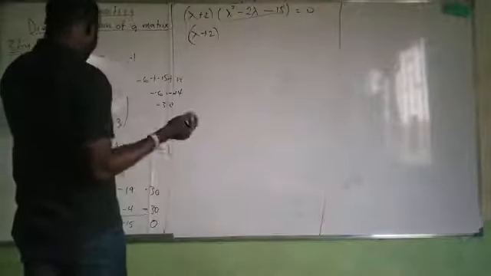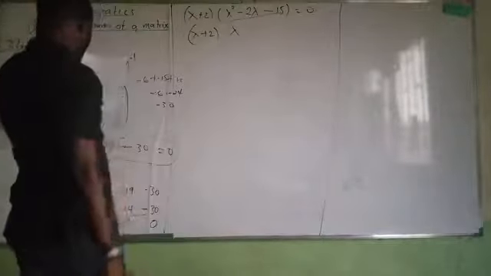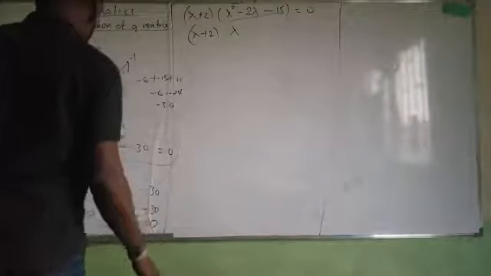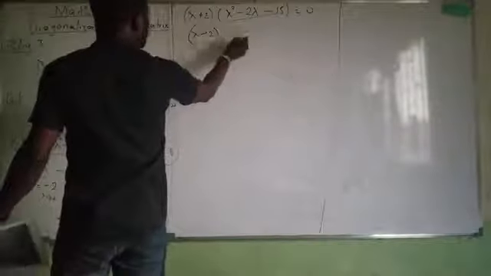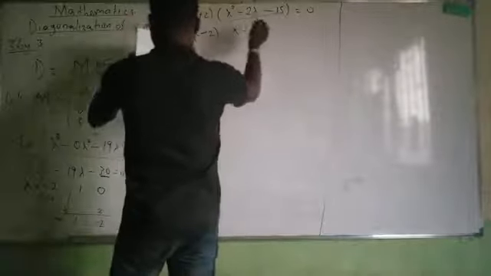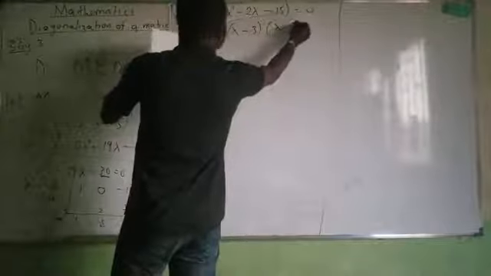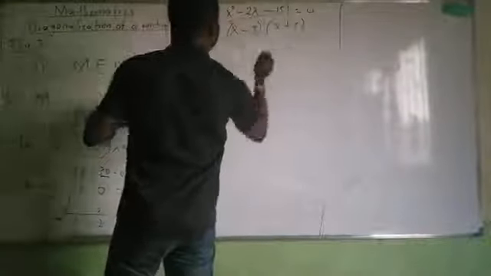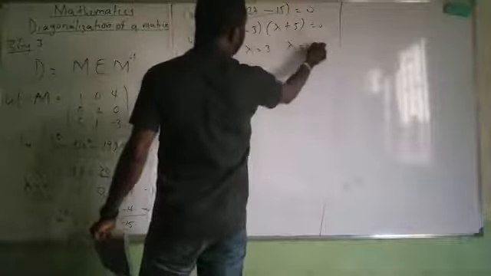Now, it means I'll be having lambda, this is going to be lambda. Oh, this is minus. This is going to be minus, and also lambda minus 5, plus 5 rather. Now it means all equals to 0. My lambda equals to 2. My lambda equals to 3. My lambda equals to minus 5. Please take note of that.